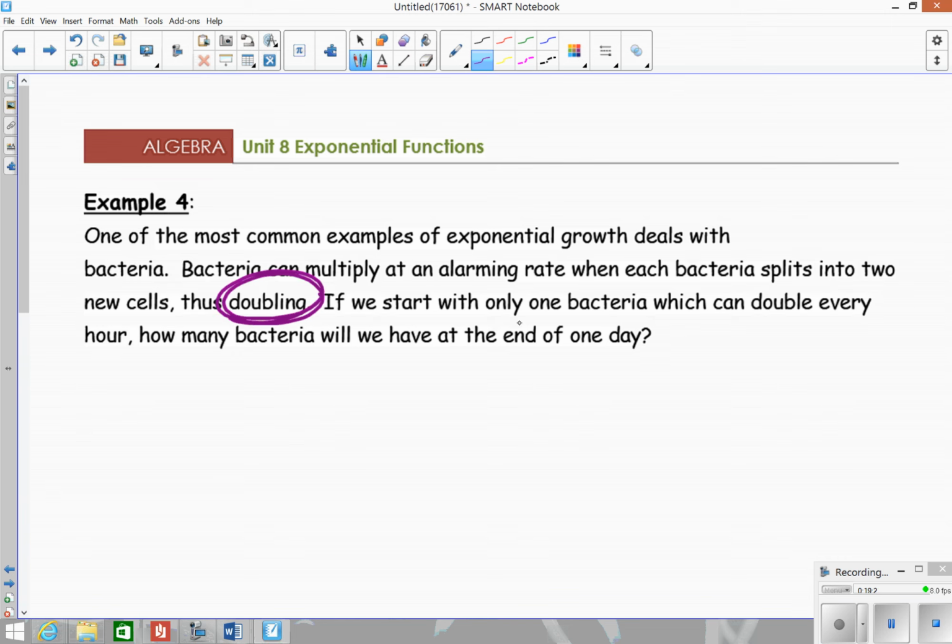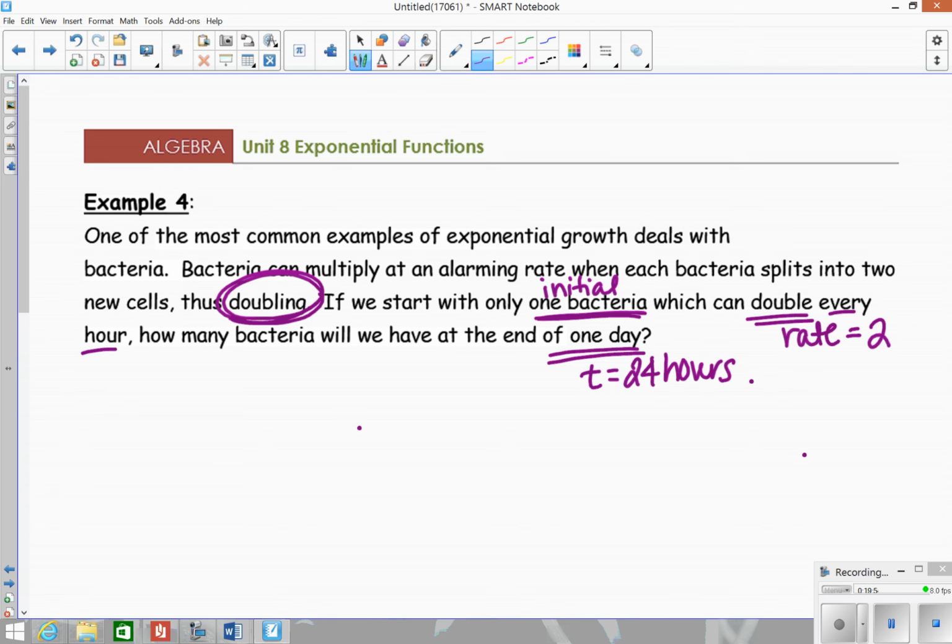So if we start with only 1 bacteria, so there's our initial, which can double, so here's our rate, so our growth rate is going to be 2. It's going to double every hour. How many bacteria will we have at the end of 1 day? So the end of 1 day tells me that the time is 24 hours. Because it's talking about doubling every hour, you have to make sure that your time is in terms of hours.